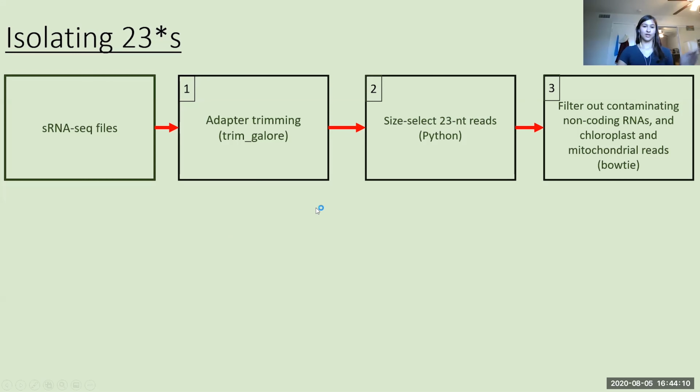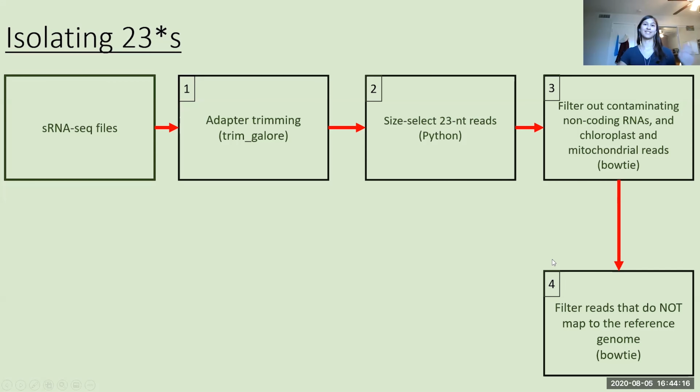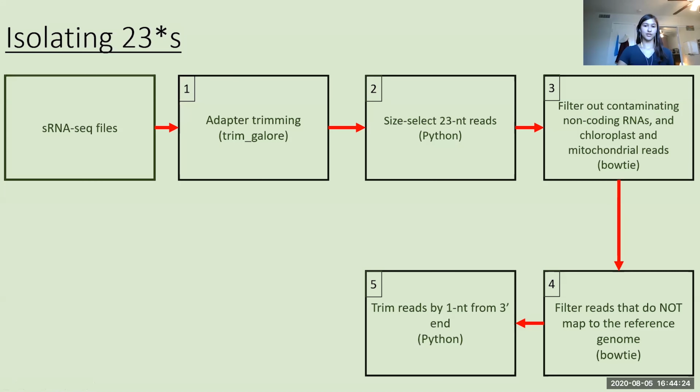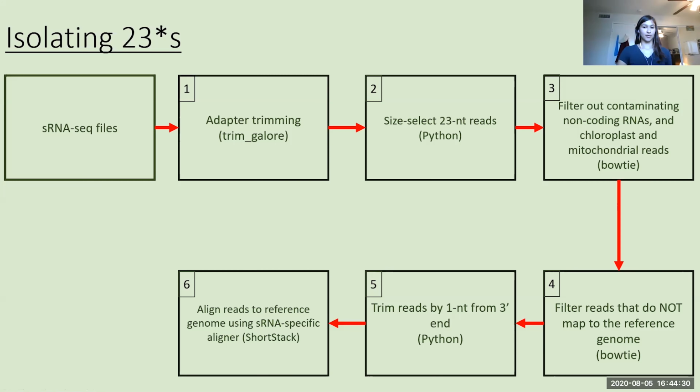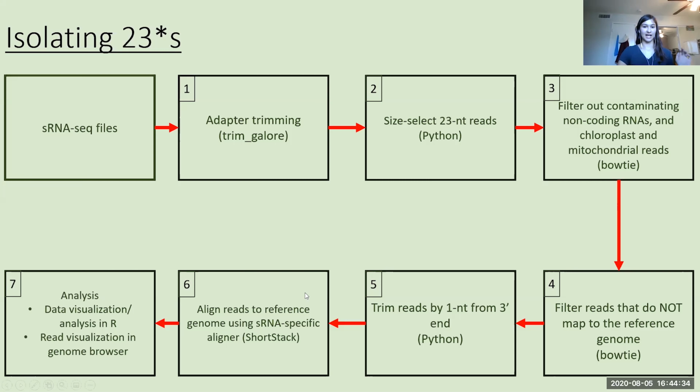And then, 23 star reads are thought to have this untemplated nucleotide. So what I want to do is get all of the reads that are 23 nucleotides long that do not map to the reference genome using a command line tool. And then from there, I can trim these reads by one nucleotide from the 3' end. And from there, I can align these reads to the reference genome using a small RNA specific alignment tool. And this gives me a set of reads that I can then compare to other data sets in R or visualize in a genome browser or otherwise analyze for different characteristics.